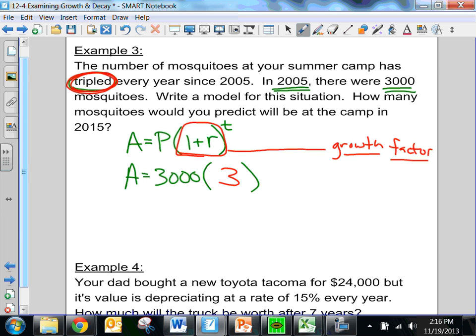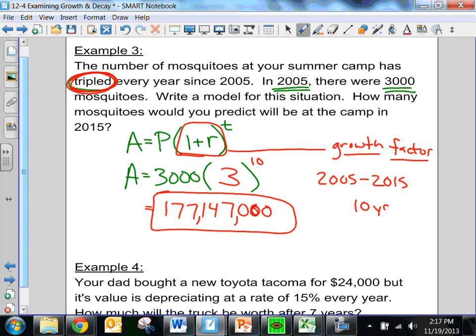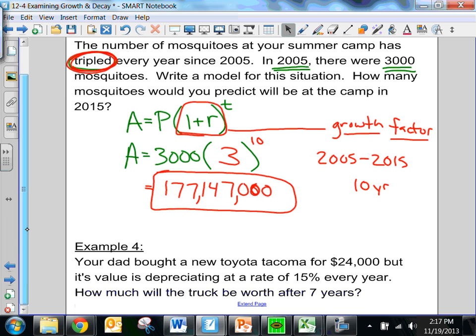And then for T, it says from 2005 to 2015, and in that time, it's a 10-year period. So I'm going to use a 10 right here, okay? And then I'm going to just solve that out and see what I get. And I get that there's a whole lot of mosquitoes. So how many is that? 177 million mosquitoes. That's a lot of mosquitoes over a 10-year period. But if they're tripling every year, that does make sense, okay?